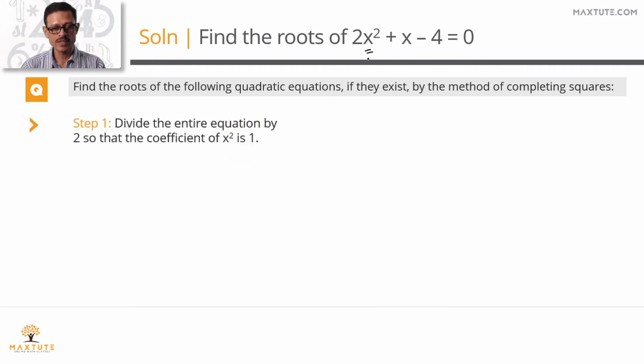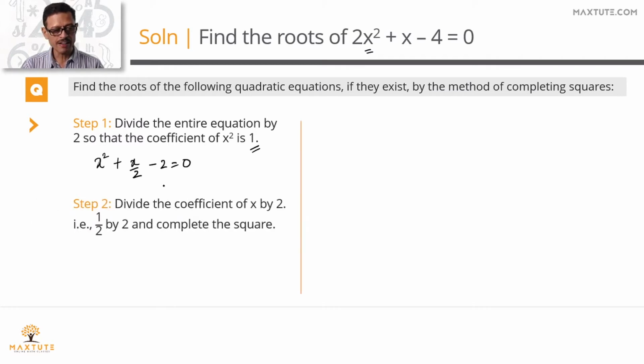The equation is 2x square plus x minus 4. The coefficient of x square as it exists is 2. We need to make the coefficient of x square a 1. So we're going to divide this entire equation by 2. Once we have done that, we'll get 2x square by 2, which is x square, plus x by 2 minus 4 by 2, which is 2, equal to 0. So x square plus x by 2 minus 2 equals 0 is the resultant equation.